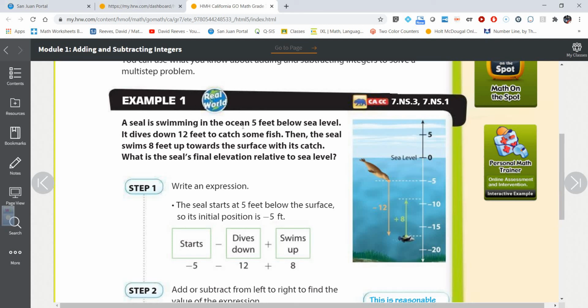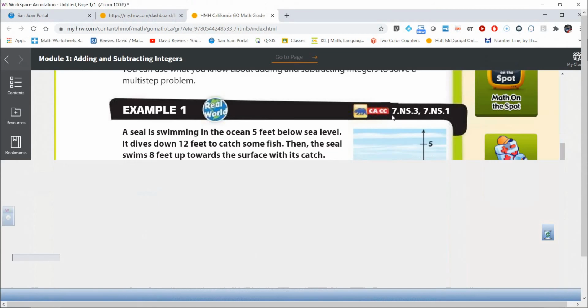So it says a seal is swimming in the ocean 5 feet below sea level. It dives down 12 feet to catch some fish. Then the seal swims up 8 feet toward the surface with its catch. What is the seal's final elevation? Okay, so you're going to see a lot of problems that are very similar to this.